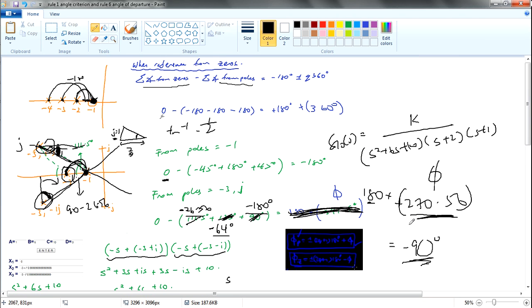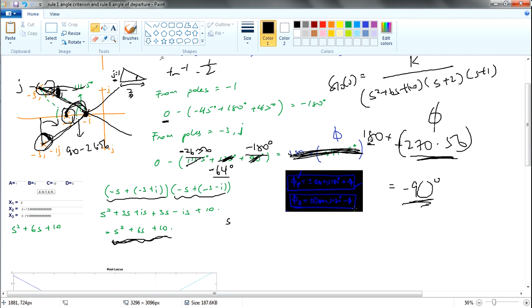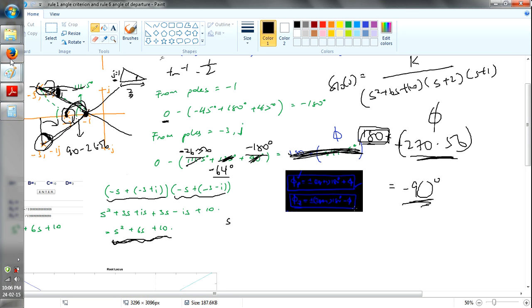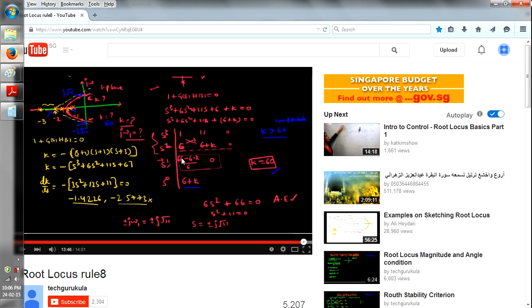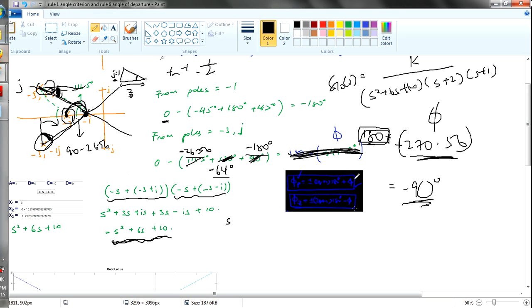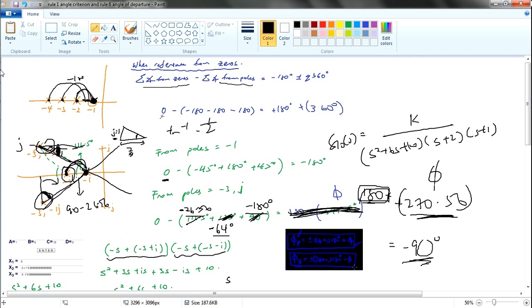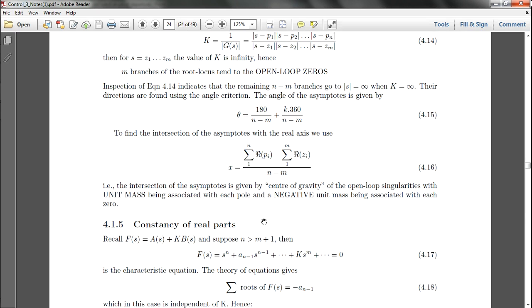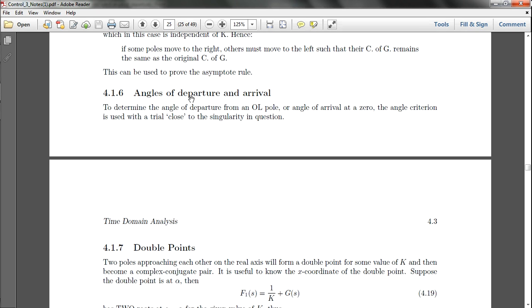I don't know how it works, but you need to make sure you add 180 degrees for some reason. I also don't know why. That's why I say you should go and watch this video. But nonetheless, this is also related to one of the rules in the book, angles of departure and arrival. I'll just talk about it briefly.